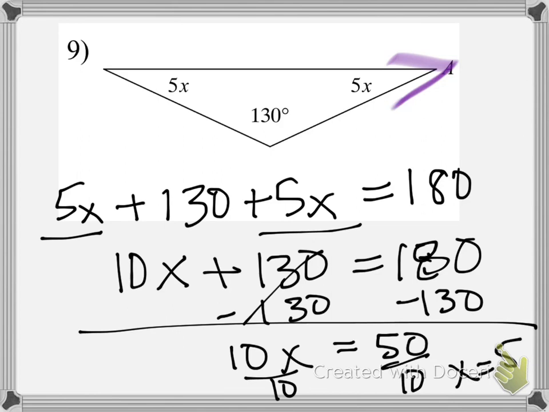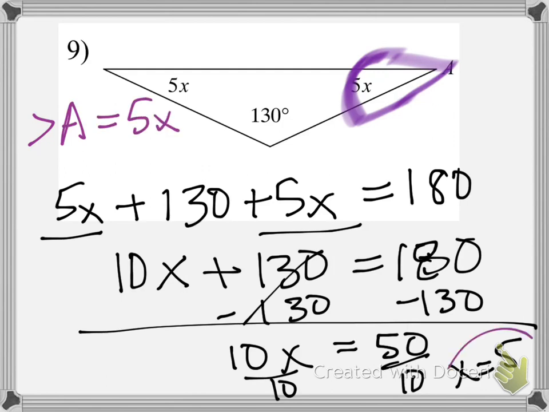But if you look at the question, it is not asking you for x. The question, once again, is asking you to find the angle A. So angle A here is the 5x. So what we're going to do is we're going to go ahead and plug it in to the 5x. So we have, let me write it this way. So we have angle A is equal to 5x.